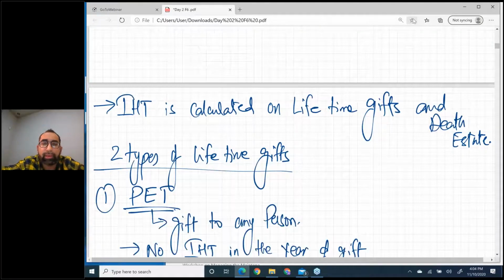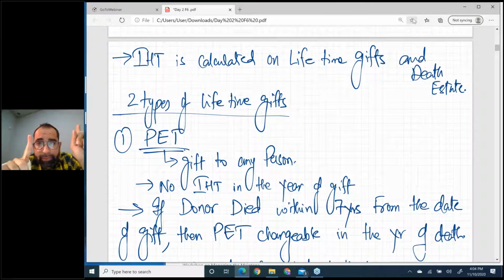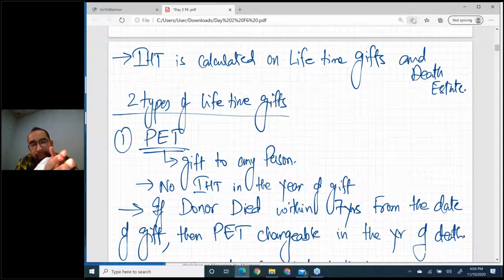Now, very important, IHT is normally calculated on two things. Number one, lifetime gifts, and number two, death estate. Lifetime gifts means you have given a gift to your son or your daughter or anybody permanently, forever. This is called a lifetime gift, and lifetime gifts are given when you are alive. Death estate means, let us say a person has just died, and whatever is left with him or her, that total amount is the death estate. So IHT is applicable not only on the death estate but also on lifetime gifts.